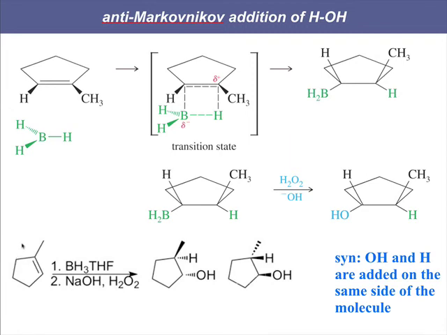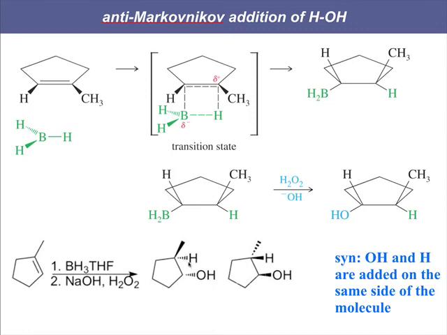Meaning that, let's say we start with a 5-membered ring like this, a planar ring. We can add BH3 in our first step, and then NaOH, H2O2 in our second step. And the result will be that we get anti-Markovnikov addition. Again, notice that the OH is on the less substituted carbon, the H is on the more substituted carbon, and they are syn in both cases.